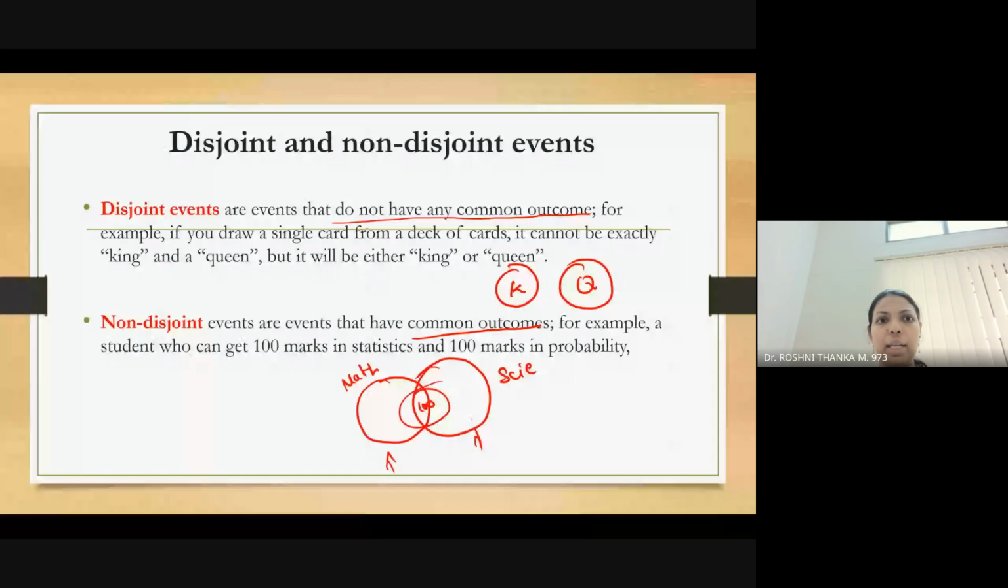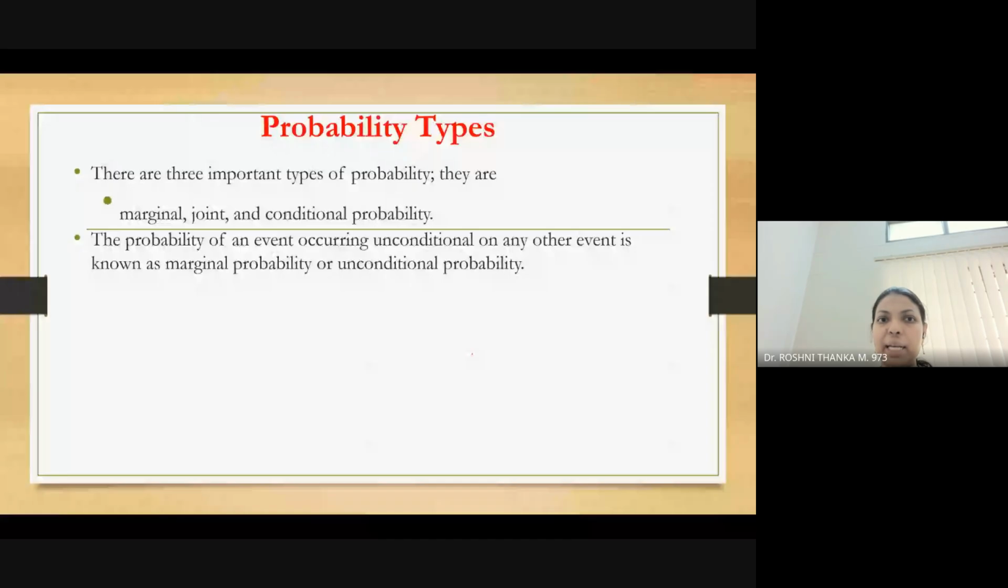Okay, the next one is probability types. There are 3 types of probability: marginal probability, joint probability, and conditional probability. I encourage every one of you to read your textbooks. When you come to tomorrow's class, I will ask questions from this probability.